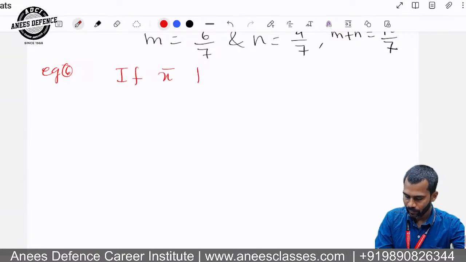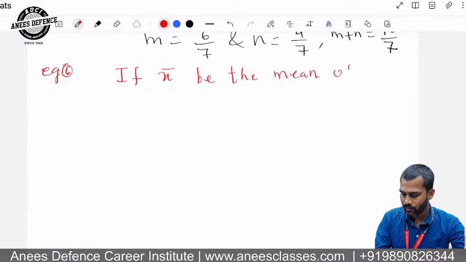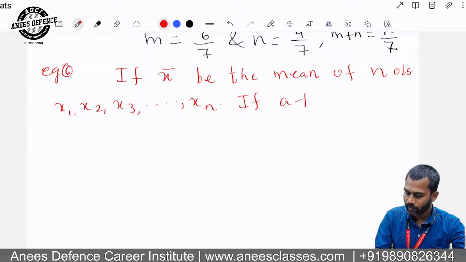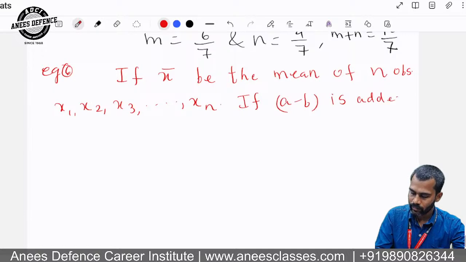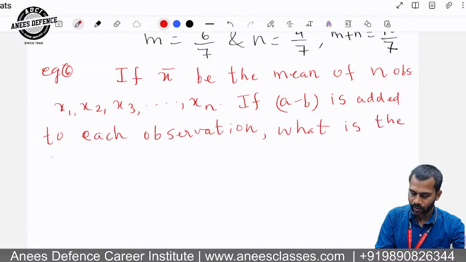If x bar is the mean of n observations x1, x2, x3 up to xn, if a minus b is added to each observation, what is the mean of the new set of observations?